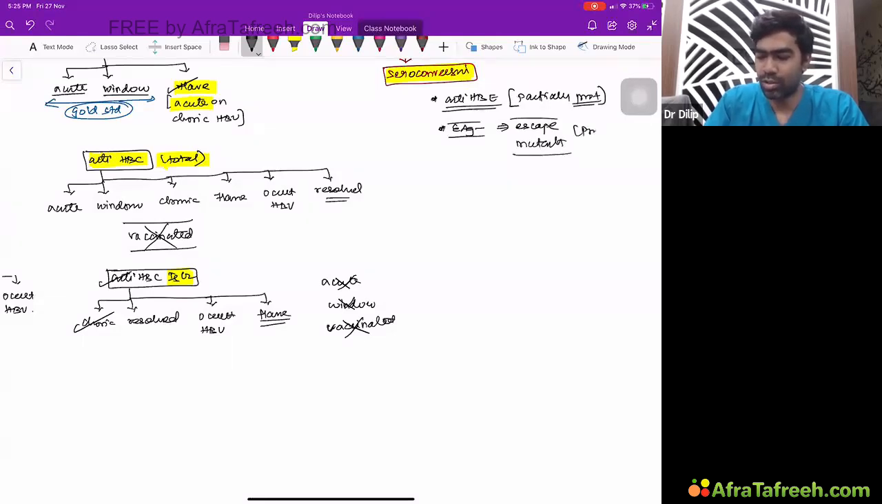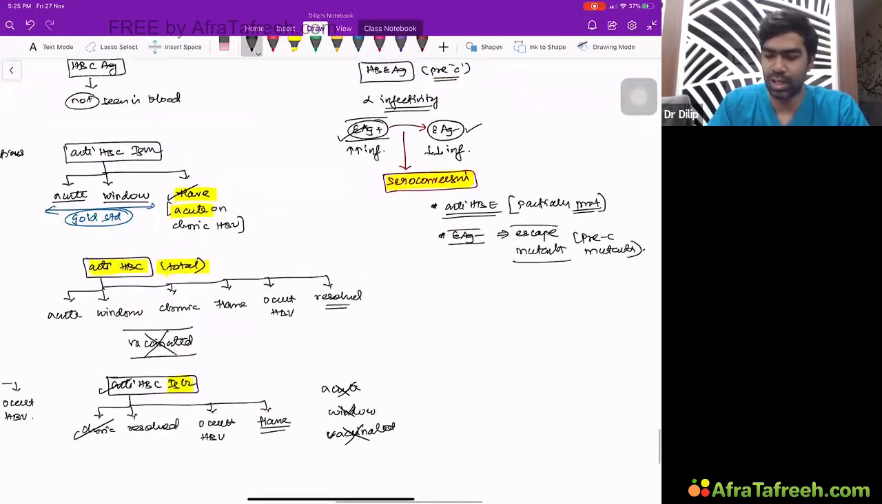These escape mutants are also referred to as pre-core mutants, which naturally do not produce the E antigen. Suppose in exam, if they ask you which virus strain naturally does not produce the E antigen, by default it is the pre-core mutant. Pre-core mutants naturally do not produce the E antigen, to escape from the anti-HB antibody, which we'll be discussing subsequently in some time.